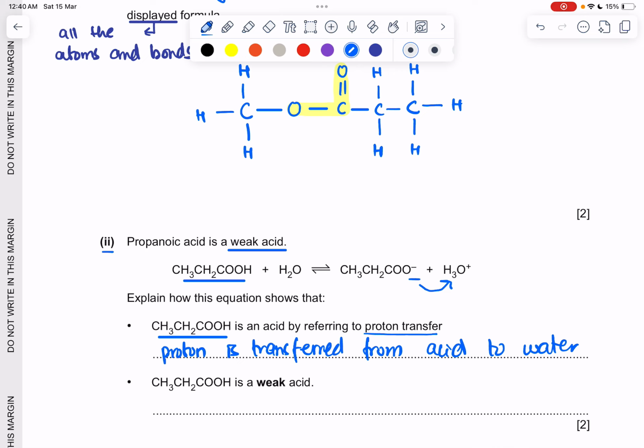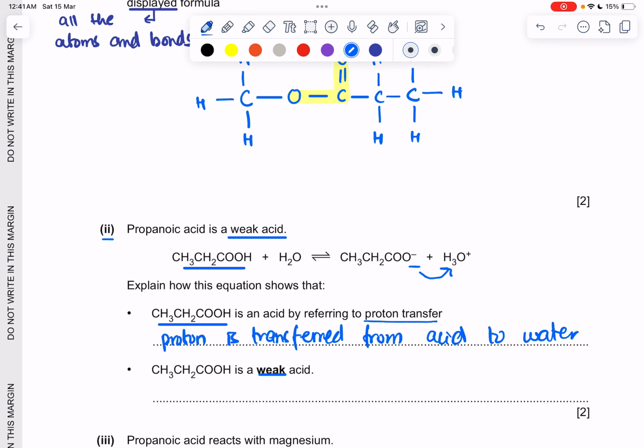Okay, next part is CH3CH2COOH is a weak acid. So how can we know that this is a weak acid? Because the reaction does not go to completion, and the clear identification is this reversible arrow. Whenever we see a reversible arrow for the acidic part, it's a hint for us that this is a weak acid. So we can say that the acid is not fully dissociated, or in other words we can say that it is not fully ionized, or we can say the reaction does not go to completion.